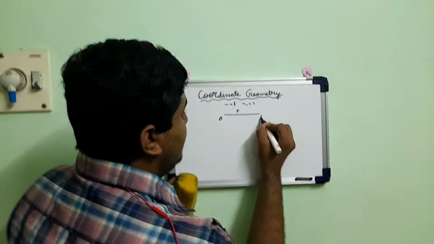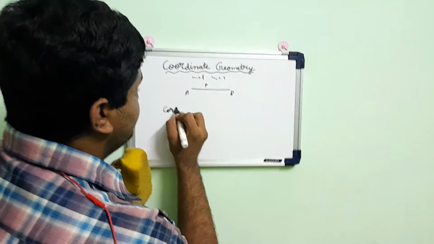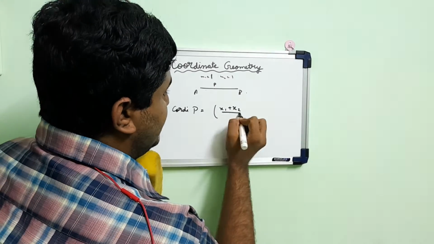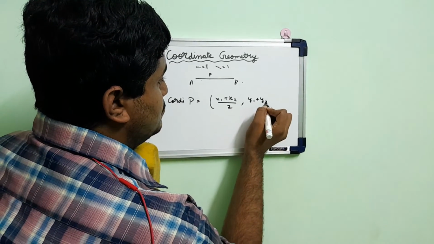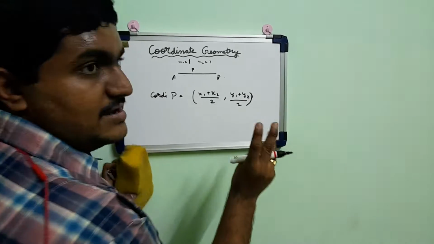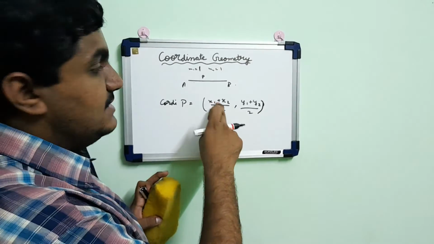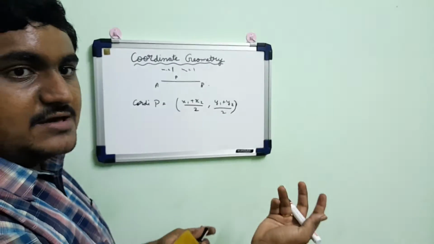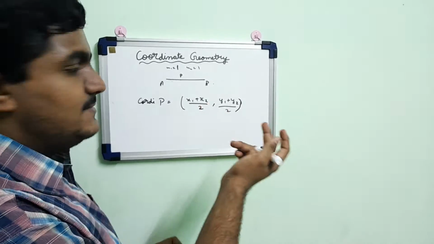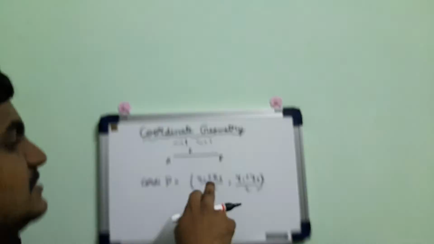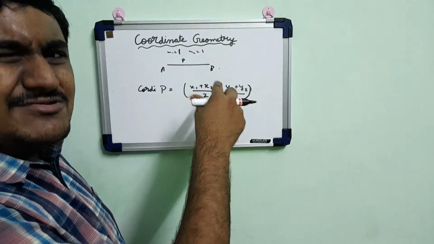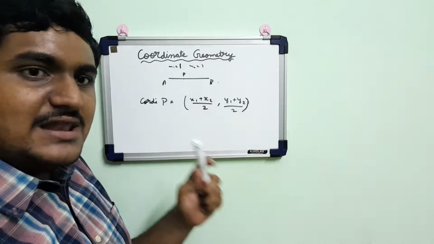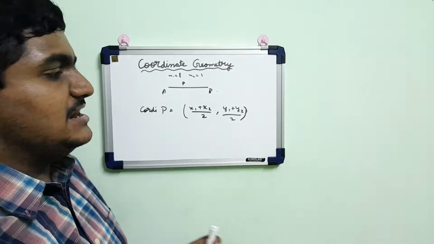By the midpoint formula, the coordinates of P are equal to (x1 plus x2) by 2 comma (y1 plus y2) by 2. So this is how the midpoint formula is derived from the section formula. You can remember this, or you can anytime substitute both the ratios as 1 and get the midpoint formula. So it's just a special case, it's not necessary that it's a big topic, that's all. So this is the midpoint theorem.